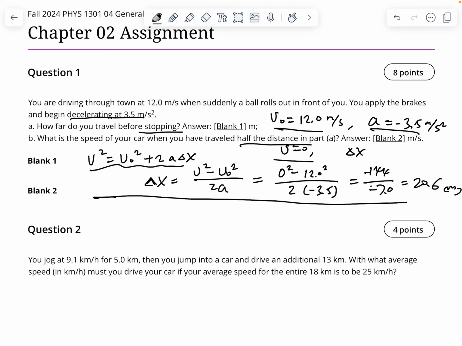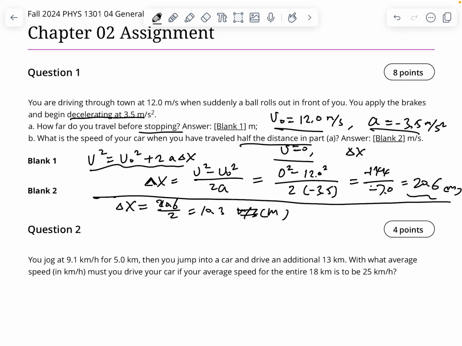Second, what is the speed of your car when you have traveled half the distance? This is a totally different question. For half the distance, the displacement is half of this, so 20.6 divided by 2 equals 10.3 meters.